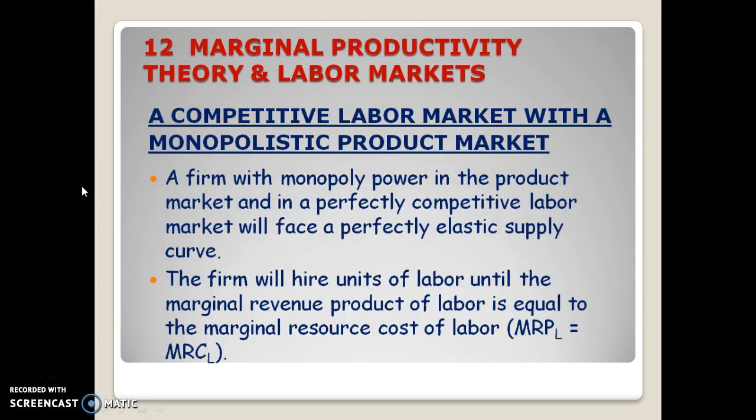How will a firm have monopoly power? A firm has monopoly power in a perfectly competitive firm because of the elastic supply curve. The firm will hire units of labor until the marginal revenue product is equal to the marginal resource cost of labor.